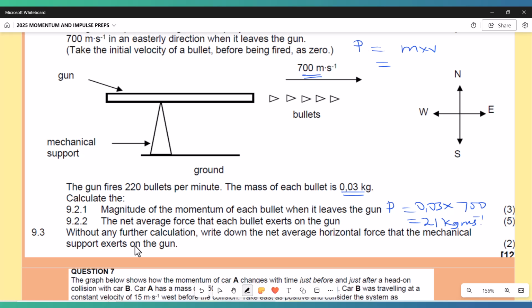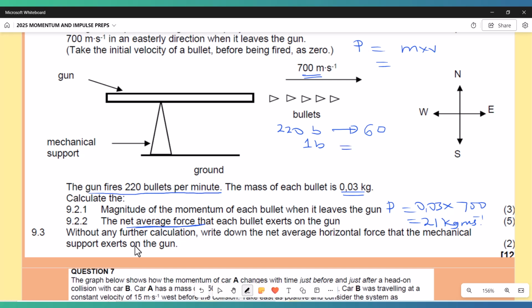Then let's calculate the net average force that each bullet exerts on the gun. Here we are told the gun fires 220 bullets per minute. So the time taken to fire one bullet is how much? If we have 220 bullets in 1 minute, that means 60 seconds. What about the time taken for only one bullet?